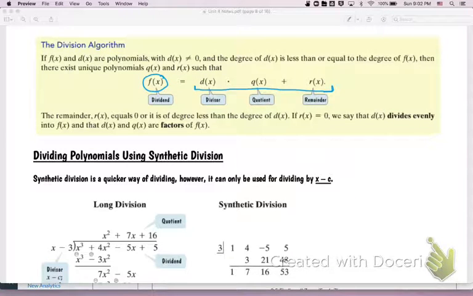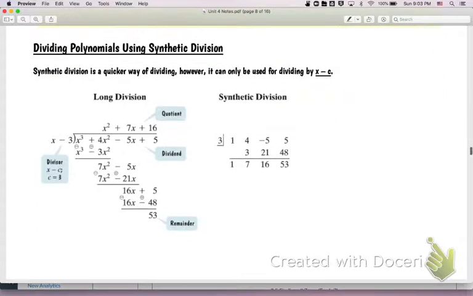What we're looking at today is a new technique for dividing polynomials called synthetic division. You may have learned this last year, I don't remember. It's a much quicker way to divide. You can see the long division algorithm compared to the synthetic division algorithm for the exact same problem. And the synthetic division is much shorter.